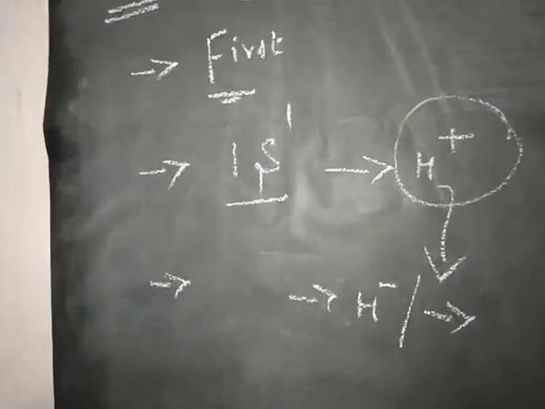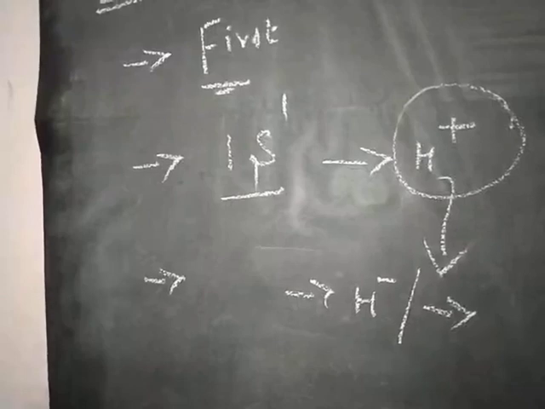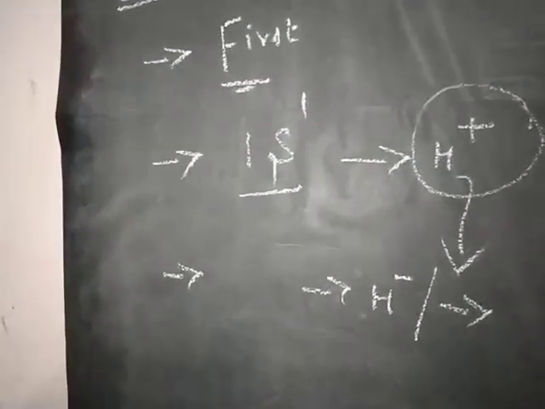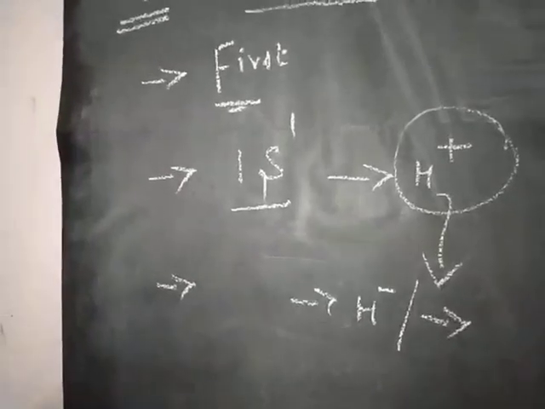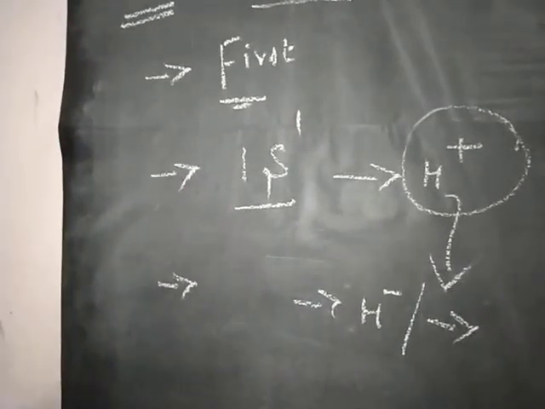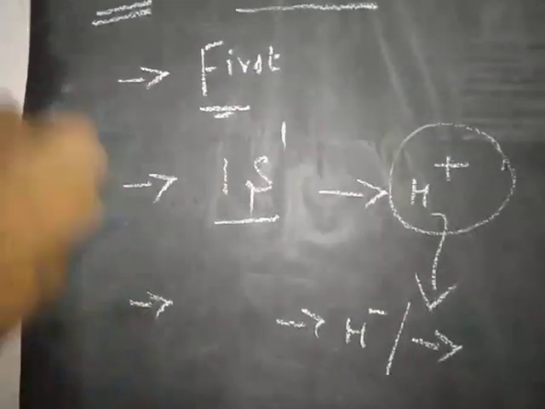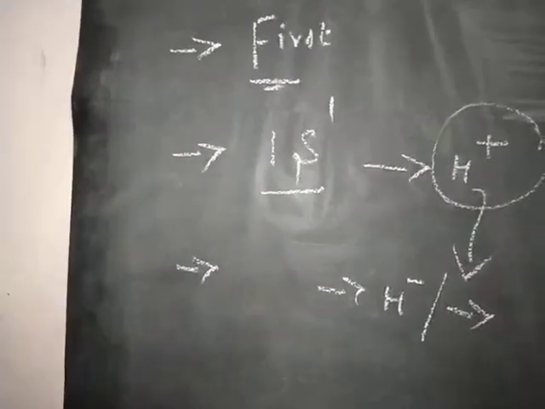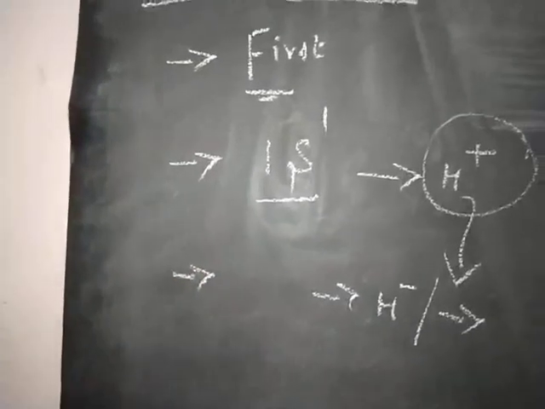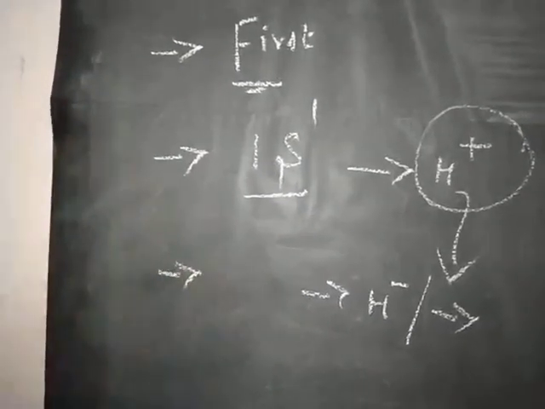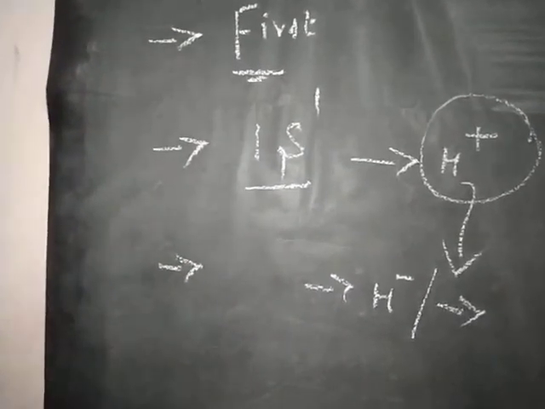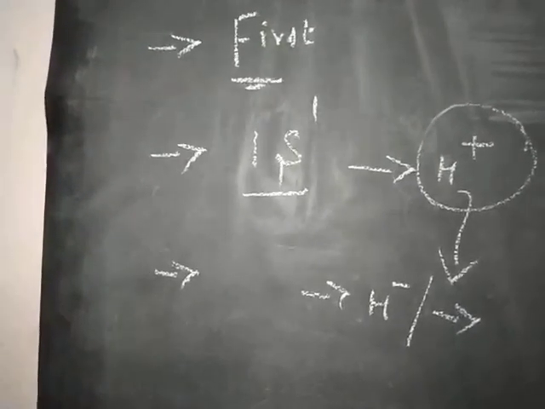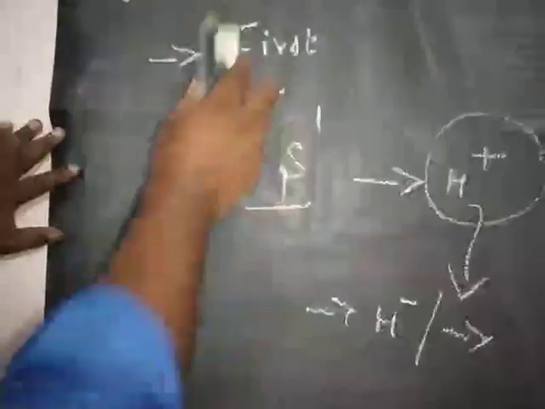Still the debate is going on: alkali metals are solids, but hydrogen is a gas. So where do we keep hydrogen, on the metal side or the non-metal side? The debate is still going on. So these are the salient features of hydrogen in the modern periodic table.